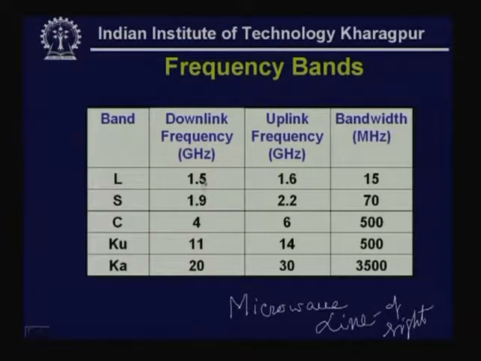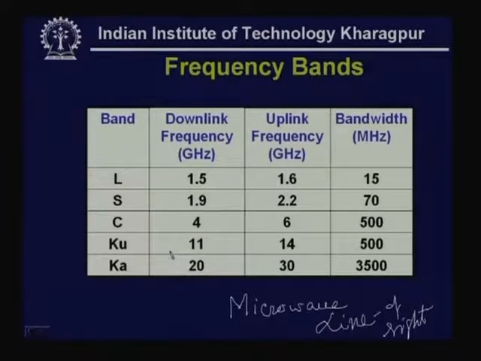S band, where the downlink frequency is around 1.9 gigahertz, uplink frequency is around 2.2 gigahertz, and this is the bandwidth available for data communication. And C band, which is very popular and widely used in geostationary satellites, is 4 gigahertz and 6 gigahertz. 4 gigahertz is downlink and 6 gigahertz is uplink. Then these bands are gradually becoming congested, and presently Q band is widely used, and the Q band has downlink frequency of 11 gigahertz and uplink frequency of 14 gigahertz, around that.